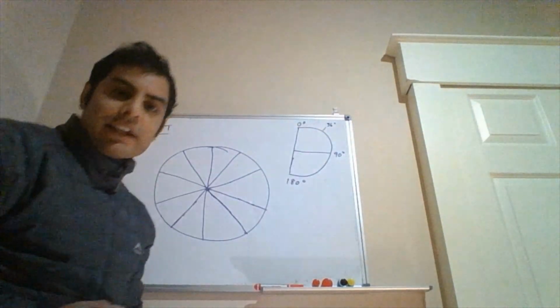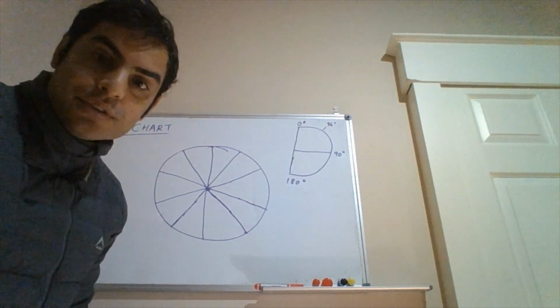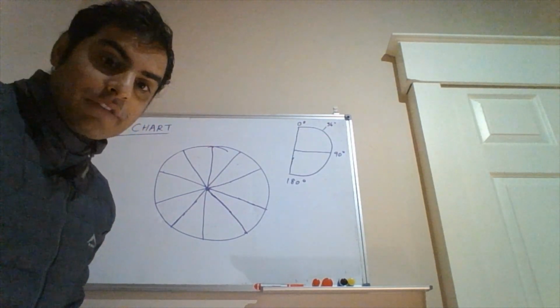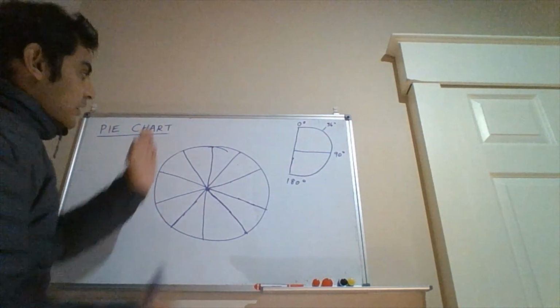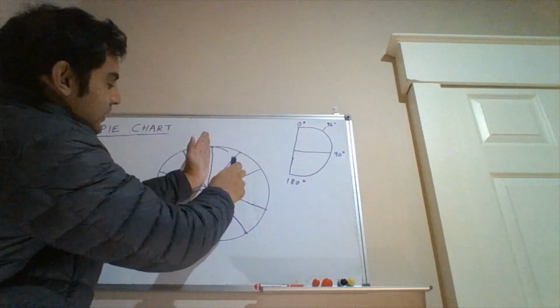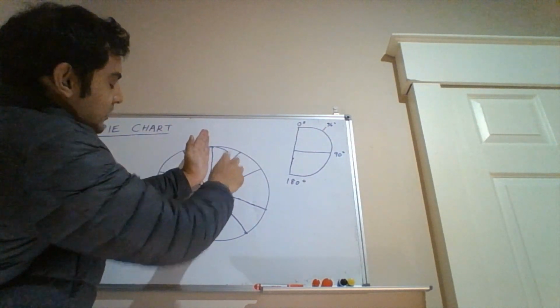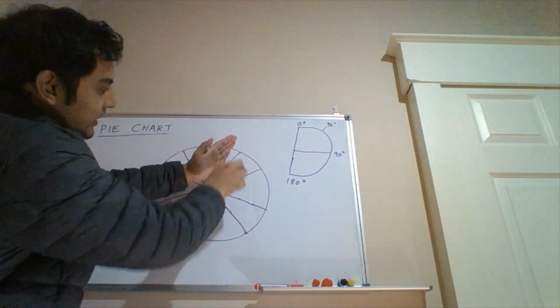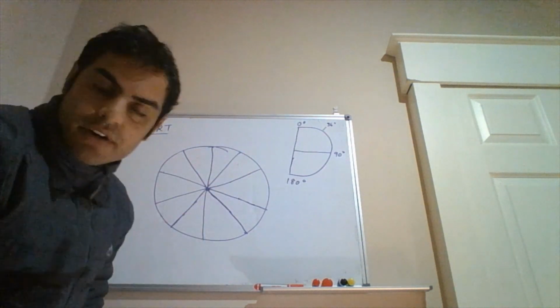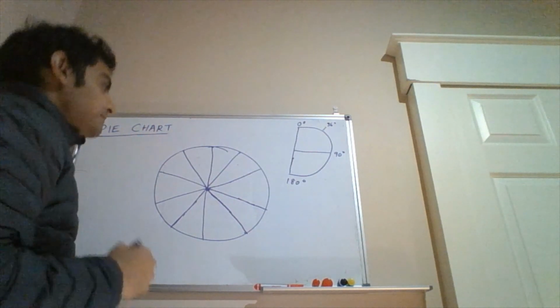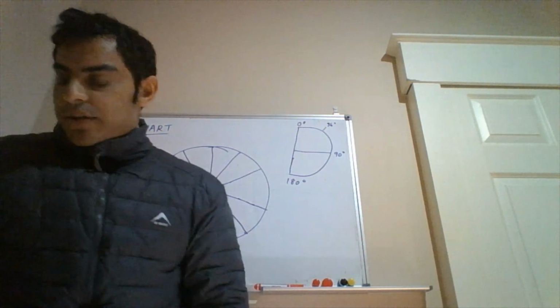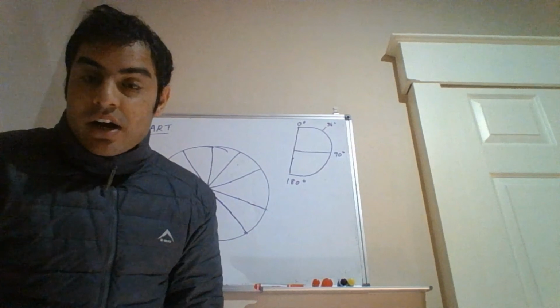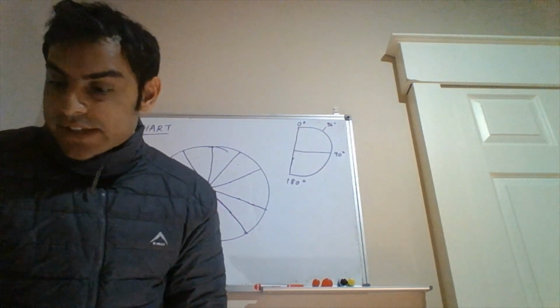Here what I've done is split the pie into 10 equal sectors, each of 36 degrees. So I would have moved my protractor from our starting radius, measured 36 degrees, moved the protractor to the next line, measured 36, and gone around the entire circle. So we said that one car represents 36 degrees.